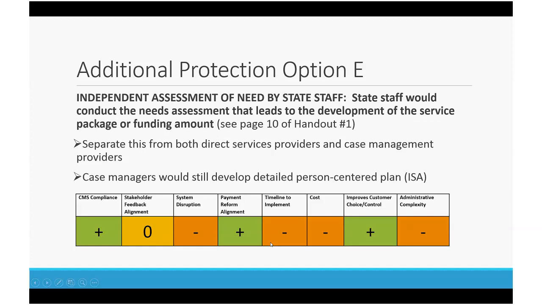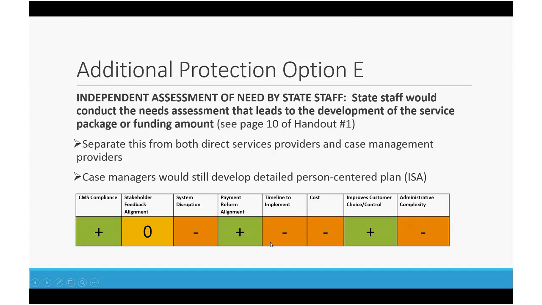Okay, option E. This is having state staff conduct the assessment of need. And this is actually what does a person need for services, which is different than whether you meet the criteria for receiving home and community-based services and whether you have a developmental disability, which was the assessment that's done under option D. This is specifically about conducting a needs assessment to determine specifically what the package of services or funding will become available to an individual.